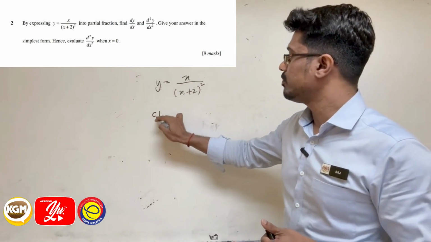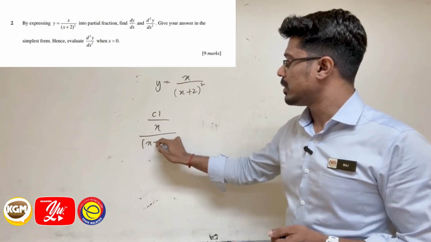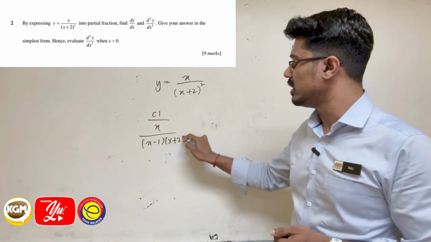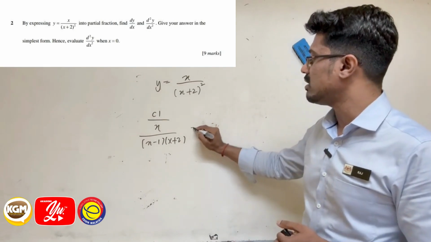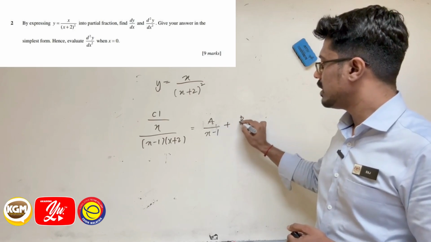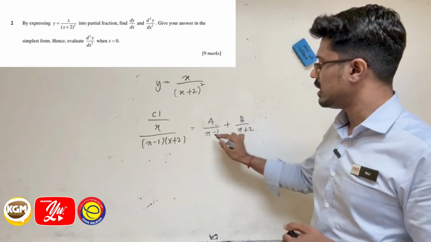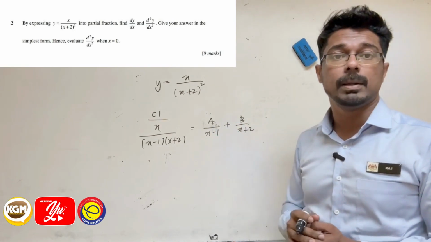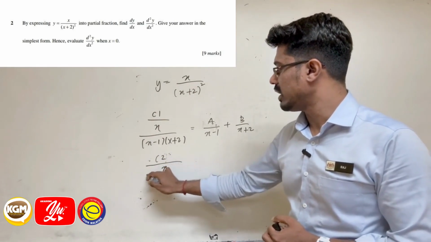So case 1, for example, if you have x minus 1, x plus 2. Here you see two different linear factors. So in this case, I break it into A over x minus 1 plus B over x plus 2. So every time, the numerator is one power less. Like this one, power 1, then power 0 is a number.